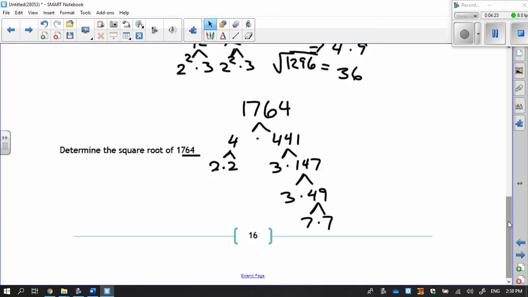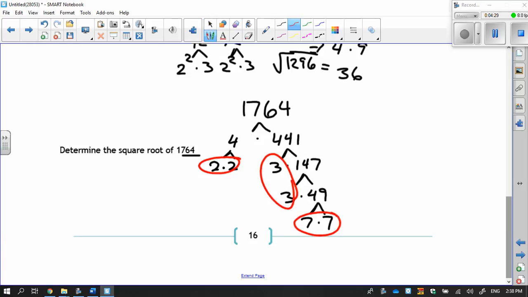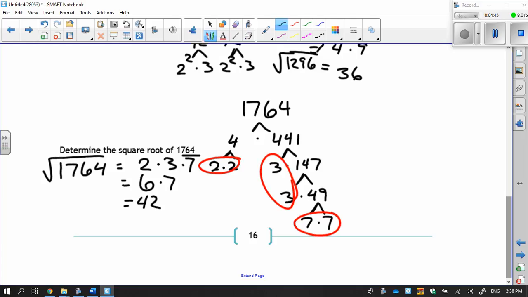Now the nice thing about this is I don't even need to write out the prime factorization because I can see the groups right there. So then I know that the square root of 1764 is equal to 2 multiplied by 3 multiplied by 7. So 1 from each pair, don't forget that. So 6 multiplied by 7 to give me 42.